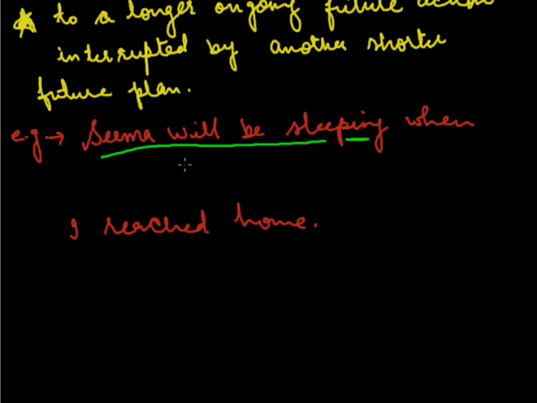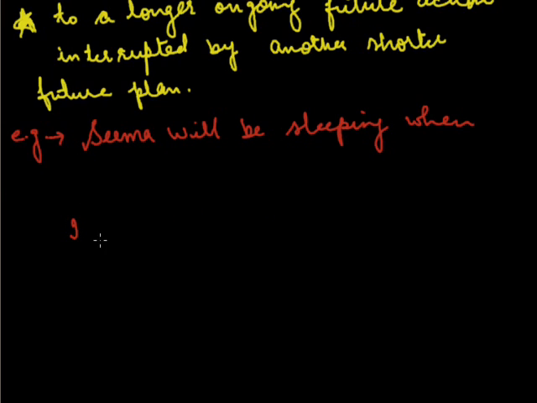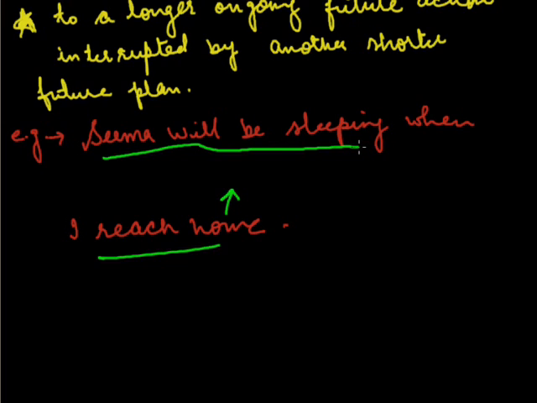A future action is interrupted by a shorter future action. When I reach home is when I reach home. So this is the shorter future action and this is the longer future action. When I reach home, Seema will be sleeping. So, who interrupted? I interrupted. This is the shorter future action and this is the longer future action.